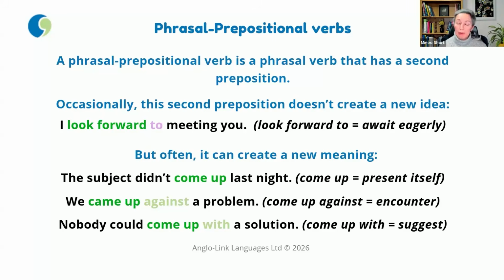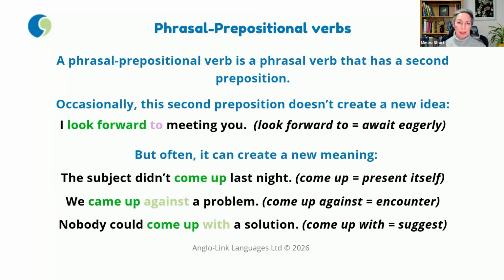I await to meet you eagerly. Okay, but often this second preposition can create a new meaning, and that complicates things. Let's look at this example I've written here. We have the phrasal verb come up. For example, the subject didn't come up last night, and come up means present itself.